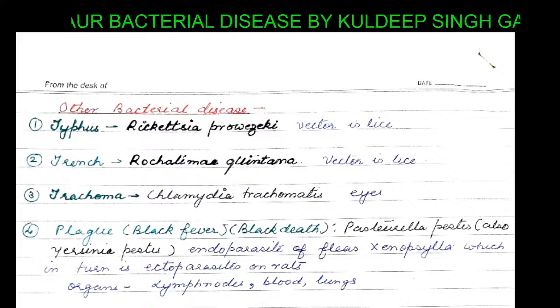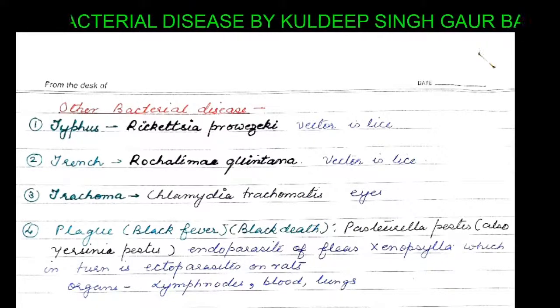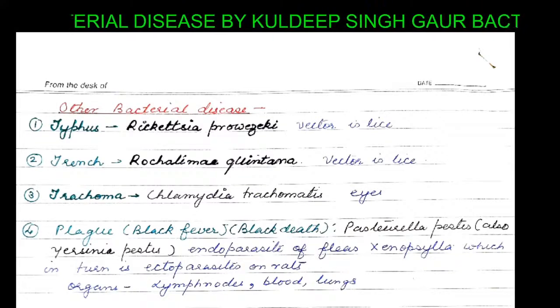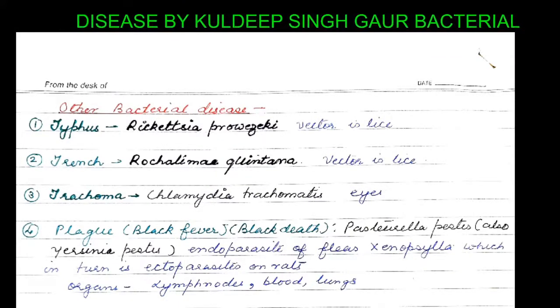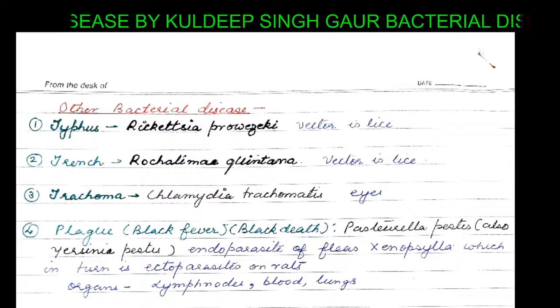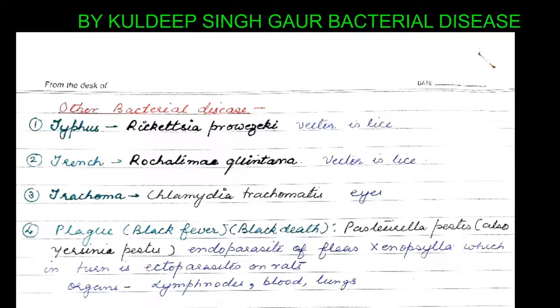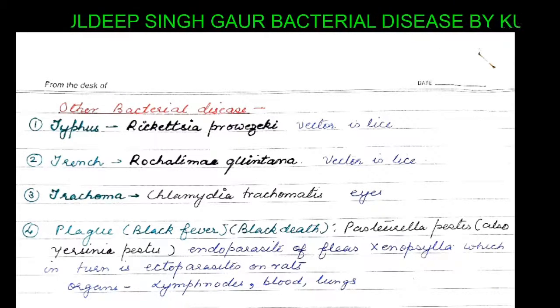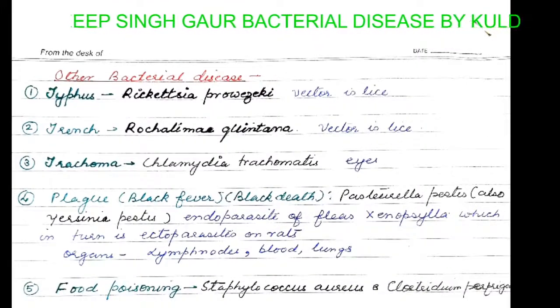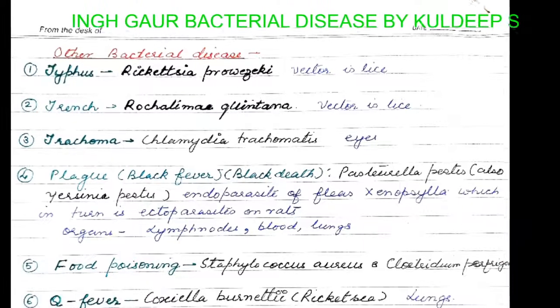Then other bacterial diseases like typhus, caused by Rickettsia prowazekii, whose vector is lice. Trench fever, caused by Rochalimaea quintana, whose vector is also lice. Then we have trachoma, caused by Chlamydia trachomatis, which is a disease of the eye.